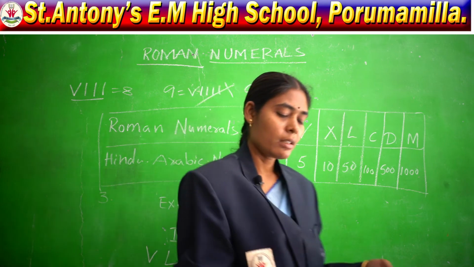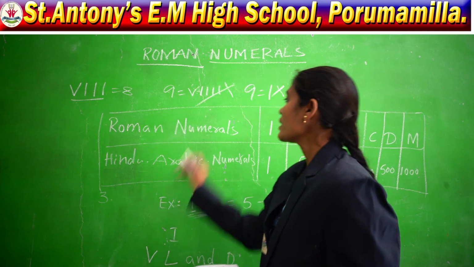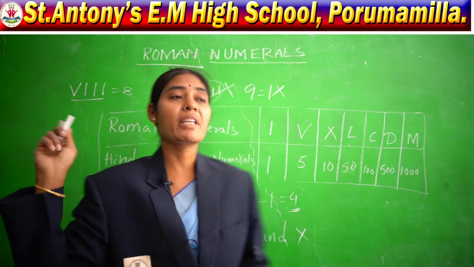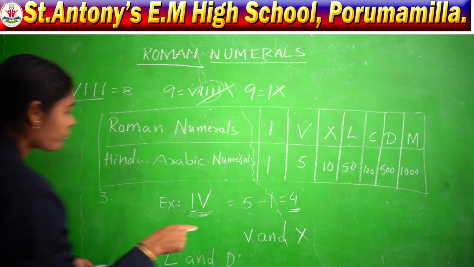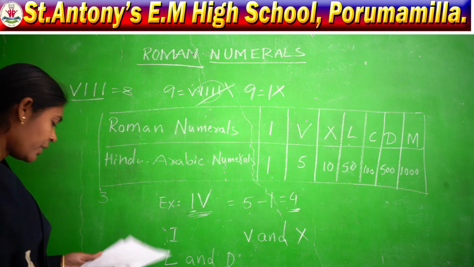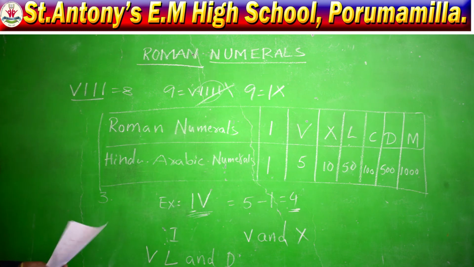These should be written only once. Like this we should not repeat. Here instead of writing 8, we repeated 1 three times. Like we should not repeat V, L and D. These are the important points. Now I will explain how to write the numbers.